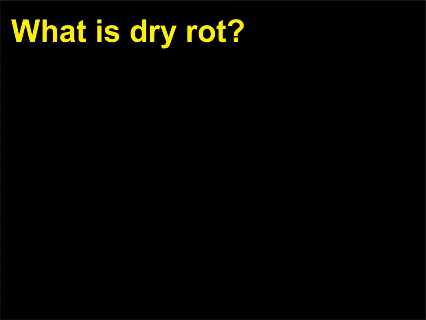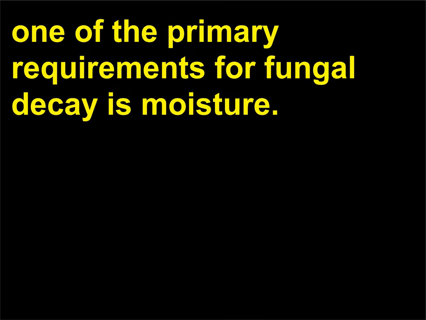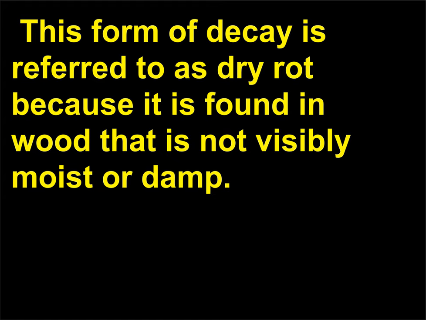What is dry rot? Dry rot is a misleading common name for this form of decay since one of the primary requirements for fungal decay is moisture. This form of decay is referred to as dry rot because it is found in wood that is not visibly moist or damp.